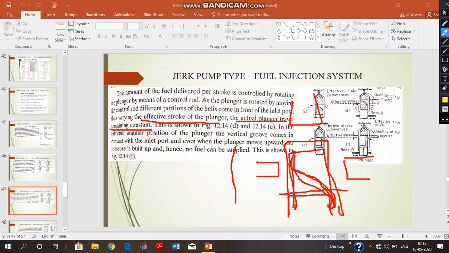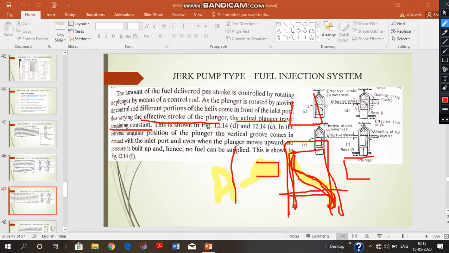This is the helix. When the various parts of the helix come in contact with the inlet port, that is at point A, we can effectively manage and control the effective stroke of the plunger. Now at the extreme position, what is there?